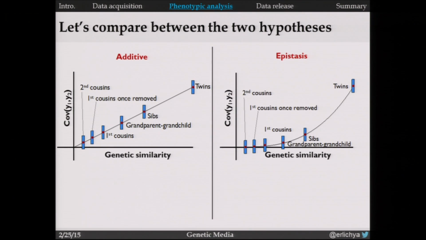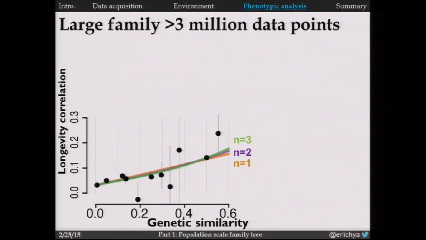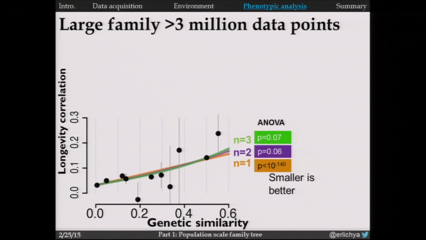So now we are ready to compare between these two models. So we took our data, and here we had 3 million data points of pairwise individuals, basically pairs of relatives in our data. Here is the genetic similarity in bins of 5% versus the longevity correlation, and we fit 3 nested models: additivity, epistasis of 2 genes, and epistasis of 3 genes. And then we fit the 3 models. We look at the ANOVA results of the 3 models, and additivity was the best result. We didn't see any significant value for the epistatic models. We also tried to use BIC to differentiate between these 3 models, and BIC also favored the additive model.